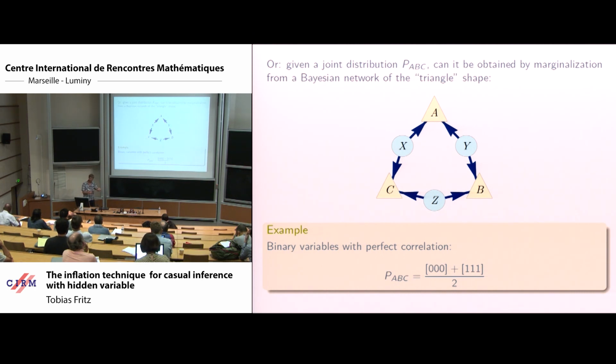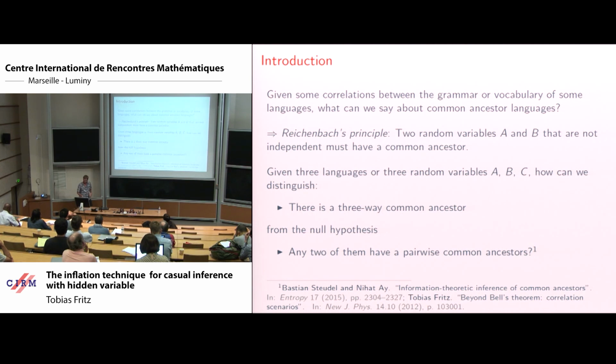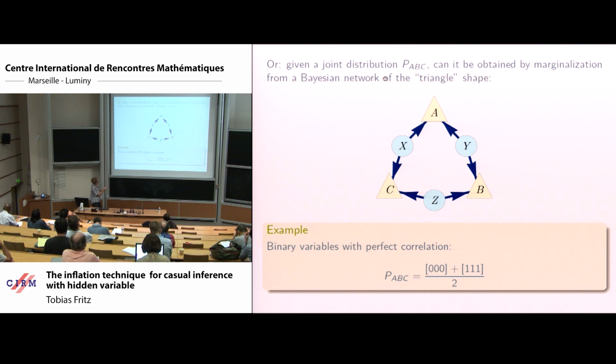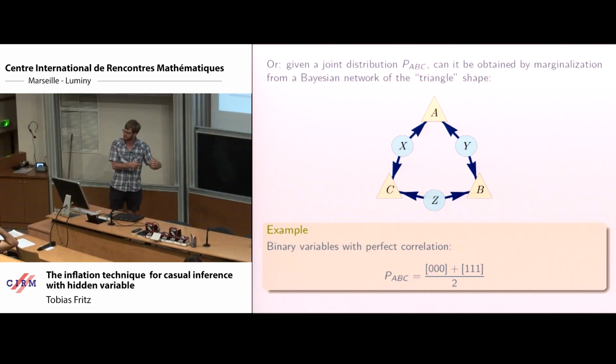Using 6 variables, so this represents the null hypothesis, such that A is a function, in general a stochastic function, of X and Y, B is a stochastic function of Y and Z, and C is a stochastic function of X and Z. This includes both the problem of having observed data and trying to find an explanation for it in terms of common ancestors, which would be the case in the language example, but it also includes the problem of synthesis, or generating a distribution.